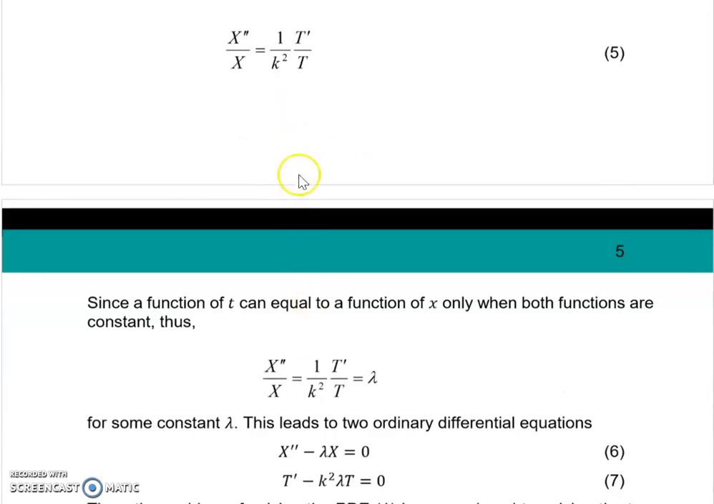So it means that x double prime over x equals t prime over t is actually equal to a constant, which we denote as lambda. Otherwise it is not equivalent, because the left-hand side is a function of x and the right-hand side is a function of t. They will never be equivalent to each other if they are not constant. So in order to make equation 5 valid, they need to be a constant, which we denote as, again, lambda.